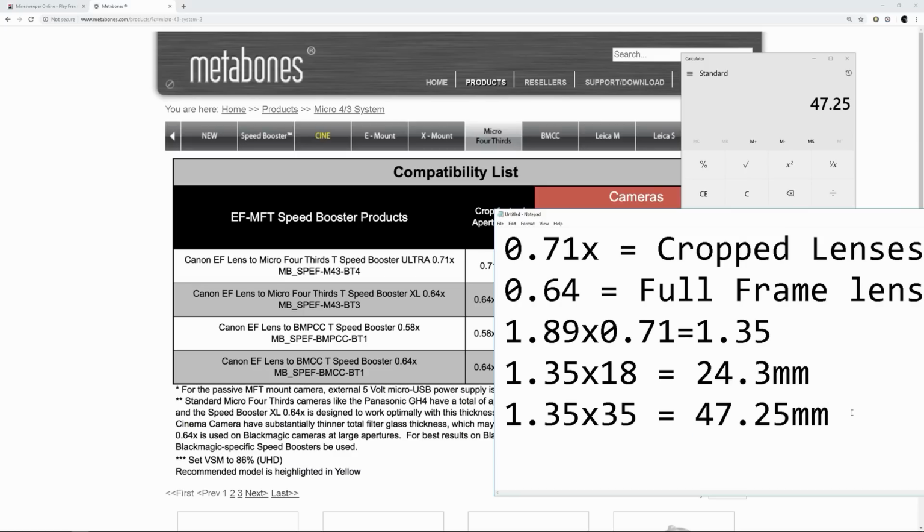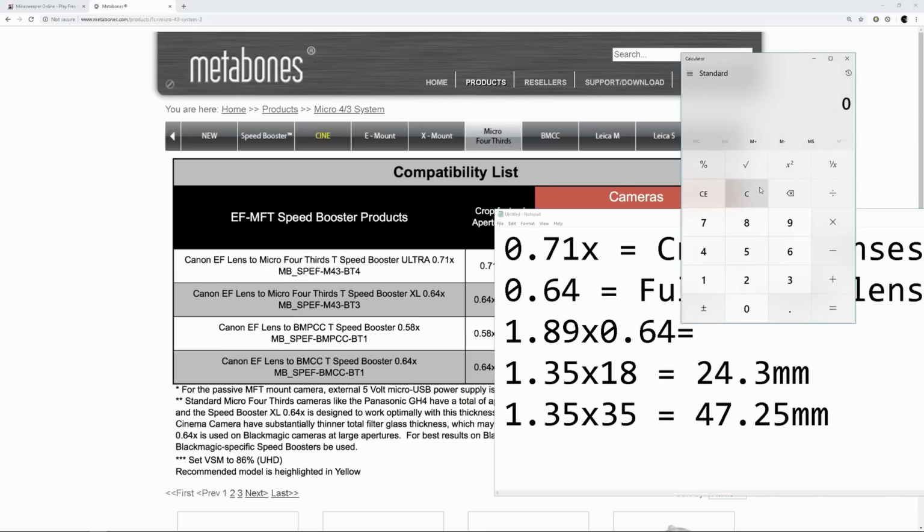Okay? And you will pretty much do the same exact thing for the 0.64 if you have full frame lenses. So you just do this, and that's obviously going to change. 1.89 times 0.64, and you will get a 1.2 crop factor, which is sweet. But you need a full frame lens because that crop factor is not that much, so that it doesn't vignette.